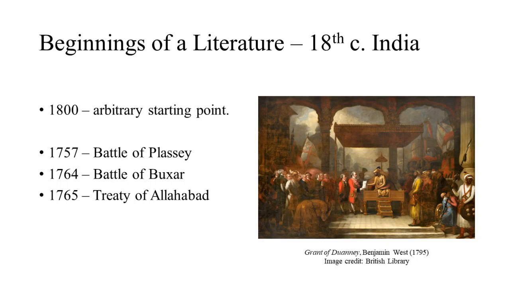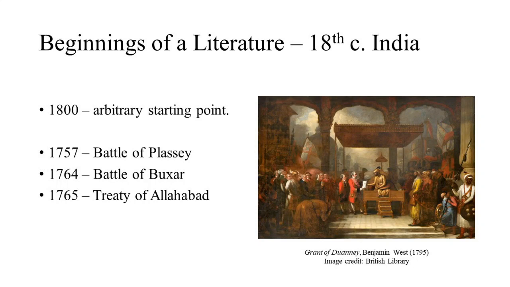So we are using here in this lecture as a reference point Arvind Krishna Mehrotra's essay that has been circulated with you. The beginnings of this literature can be identified in the events of the 18th century. Mehrotra identifies 1800 as an arbitrary starting point for this literature. Why is this arbitrary? The year has its significance, but it does not have any particular literary significance. There was no major literary event or literary publication in that year. That is why it is mentioned as arbitrary.